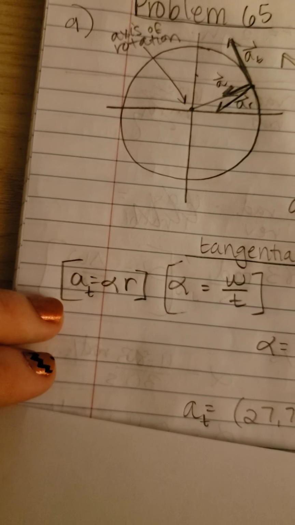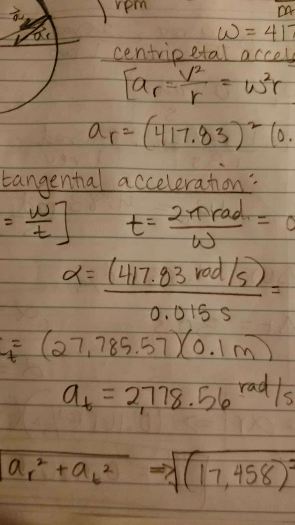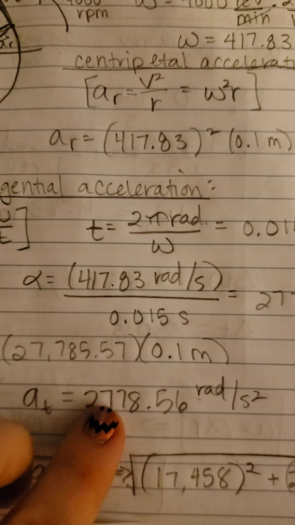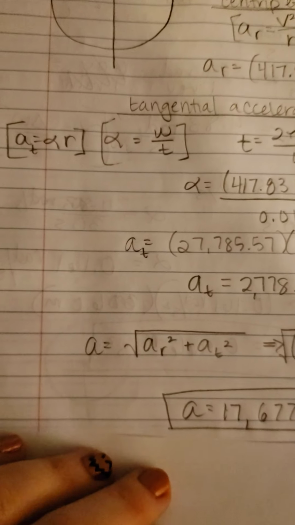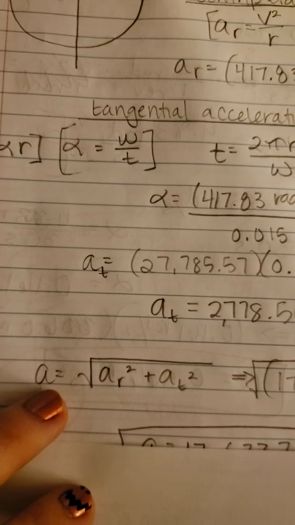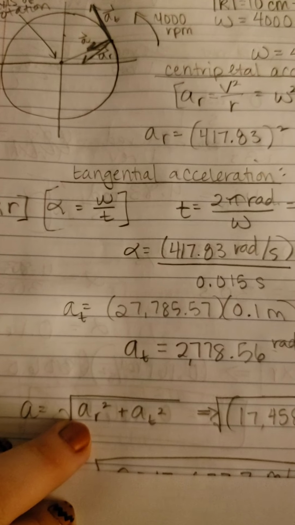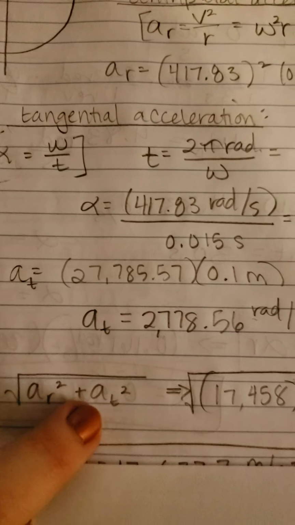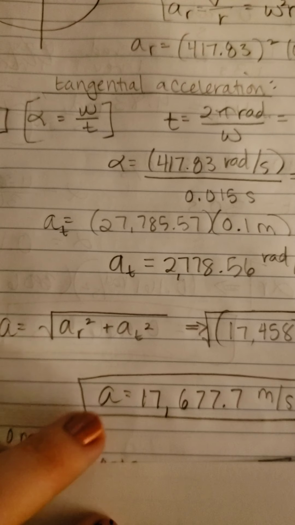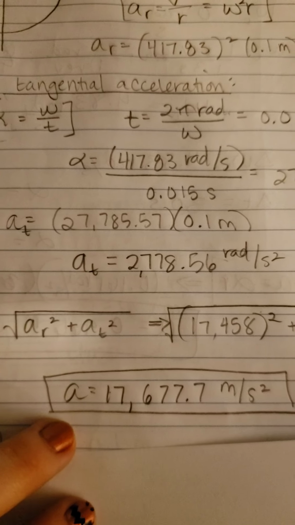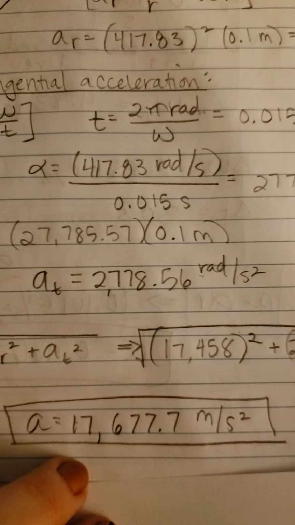Now we can plug that back into our tangential acceleration equation, and we find that our tangential acceleration is 2,778.56 meters per second squared. And now, to find our magnitude of acceleration, we just take the square root of that radial, or centripetal, acceleration squared plus our tangential acceleration squared. Plug those numbers in, and our final magnitude of acceleration is 17,677.7 meters per second squared.